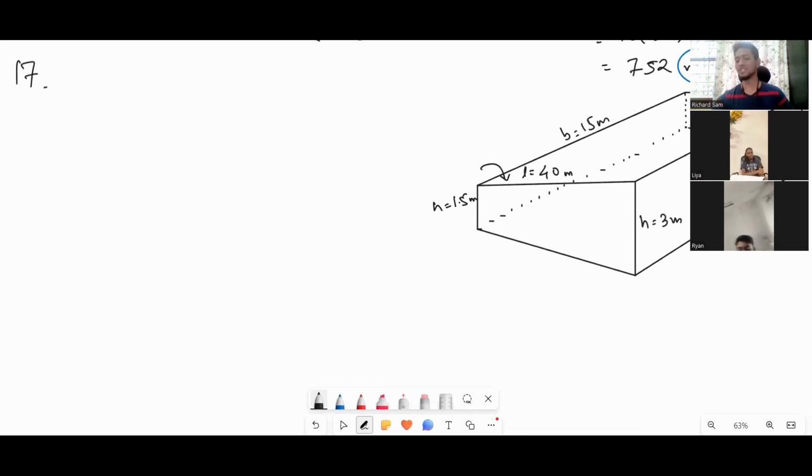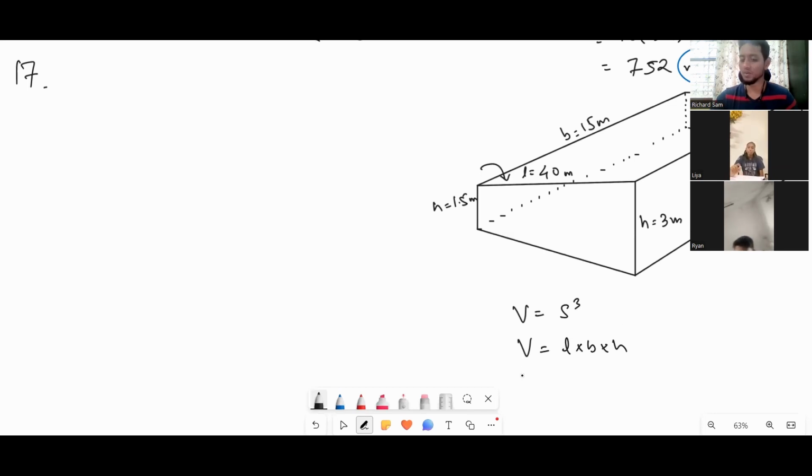Now, this is not a cuboid or a cube. In this chapter, you're only learning about cuboid and cube, so you have only the volume formula for cuboid and cube. Volume of a cube is side cubed, and volume of a cuboid is length into breadth into height. Now, this is not a cuboid. It's not a cube. But it's not any of these shapes.